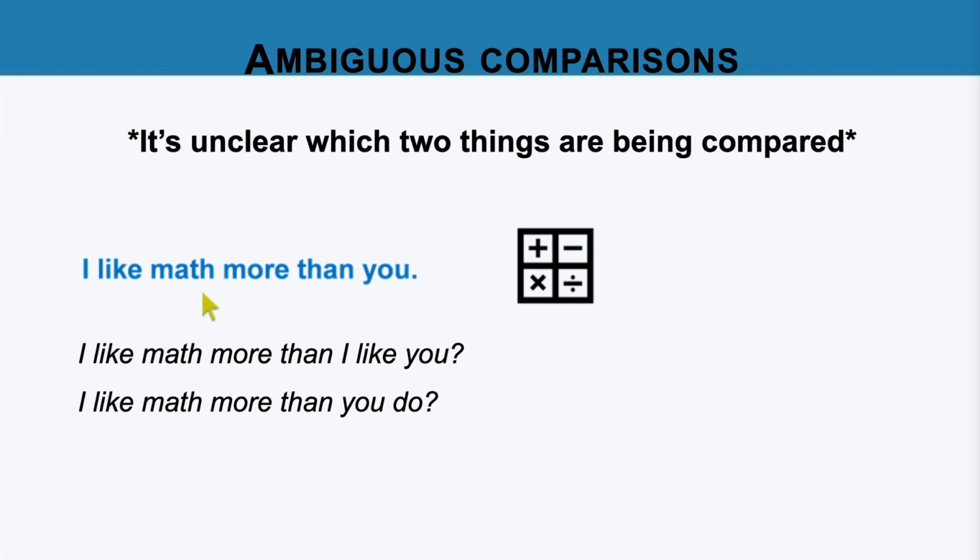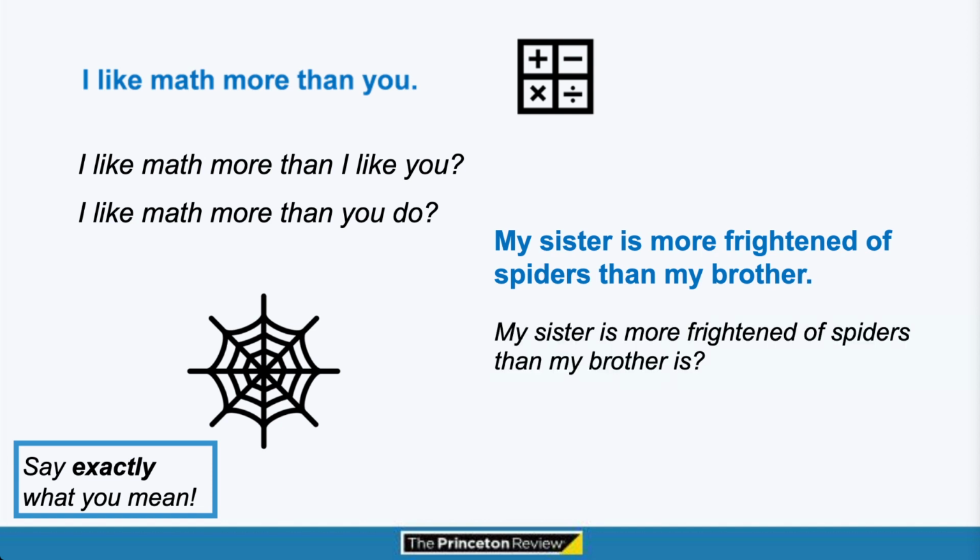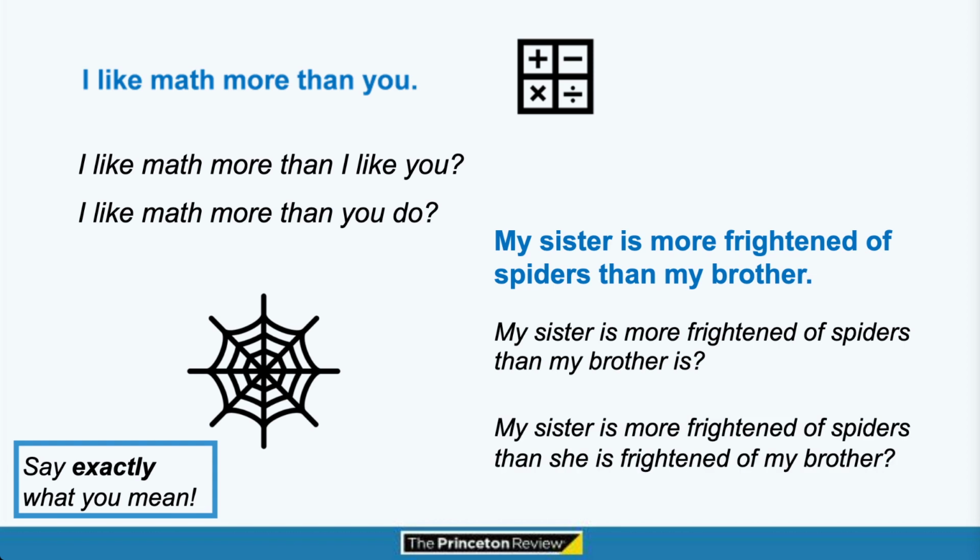So let's see another example of an ambiguous comparison. My sister is more frightened of spiders than my brother. Well, that can mean a couple of things, couldn't it? My sister is more frightened of spiders than my brother is. So she's more scared of spiders than he is scared of spiders? Or my sister is more frightened of spiders than she's frightened of my brother? Is she afraid of my brother? We can't know. So we just want to make sure that we clarify which it is.